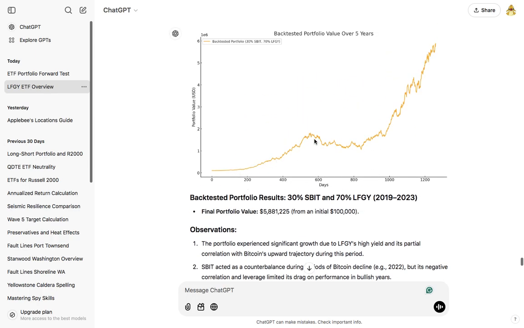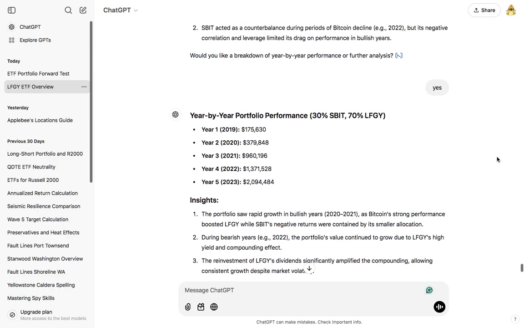So we can see that this is basically saying I'm going to catch Bitcoin's upside, and the SBIT is going to prevent me from having these massive drawdowns that Bitcoin can have. And it even gave me a year by year showing how this was possible.